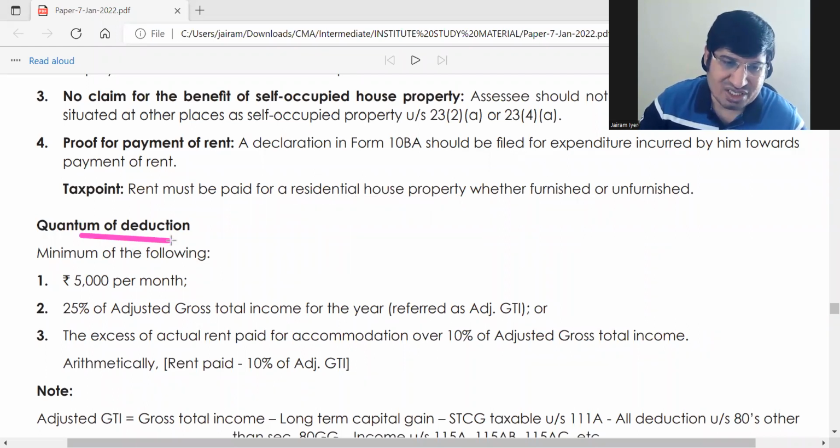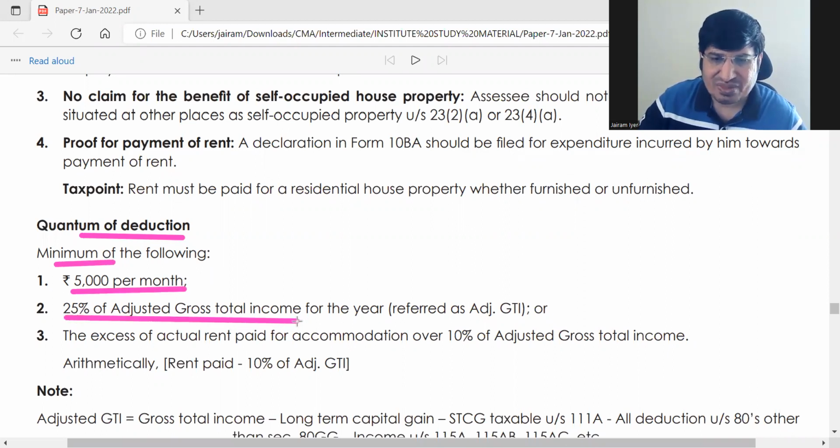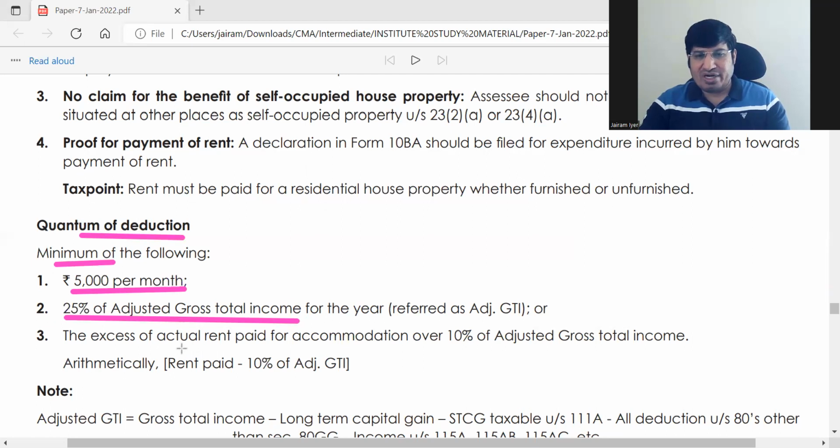Now, the quantum: what is the deduction here? Lower of 5,000 per month, 25% of adjusted GTI. Adjusted GTI is the same as what we had seen in the earlier section. Now the third point is rent paid in excess of 10% of adjusted GTI. Why are we using adjusted GTI here? Because you do not have salary here.